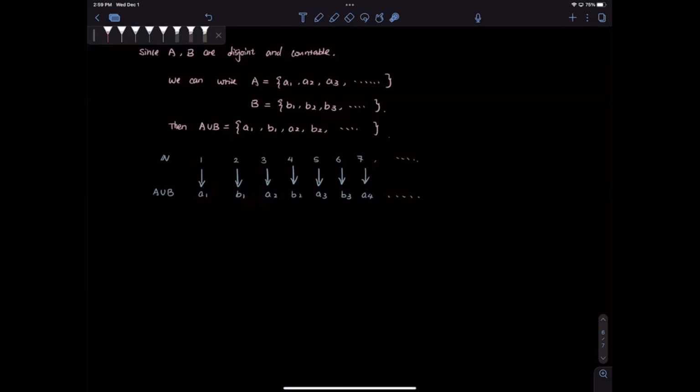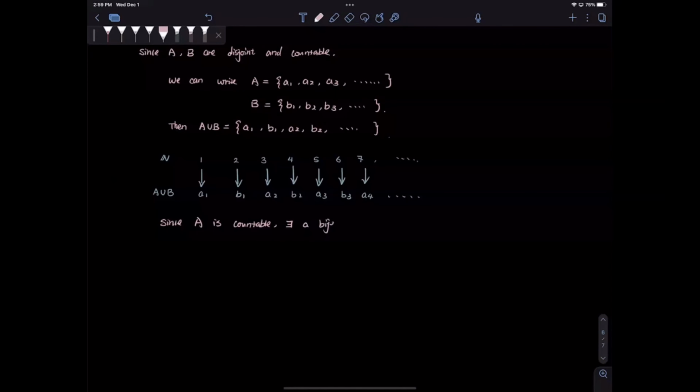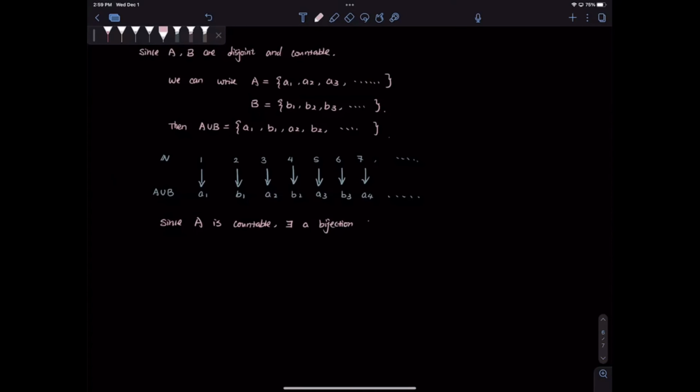So what I know is, since A is countable, there exists a bijection F mapping from natural numbers to A. Okay, and what is the mapping? So let's draw the mapping. The mapping is 1 to A1, 2 to A2, 3 to A3, 4 to A4, and so on. Okay, and B is countable as well. So we have another bijection.